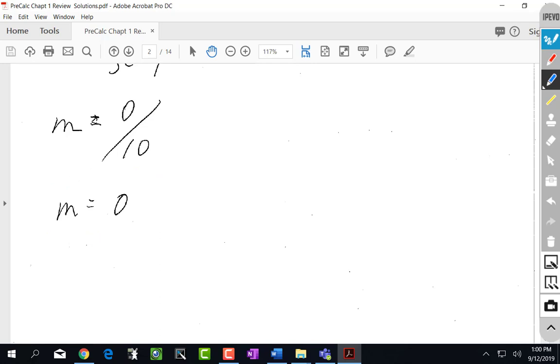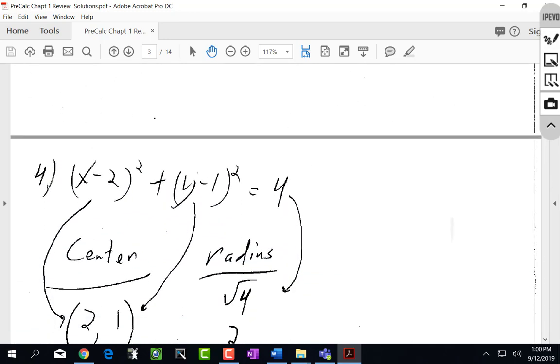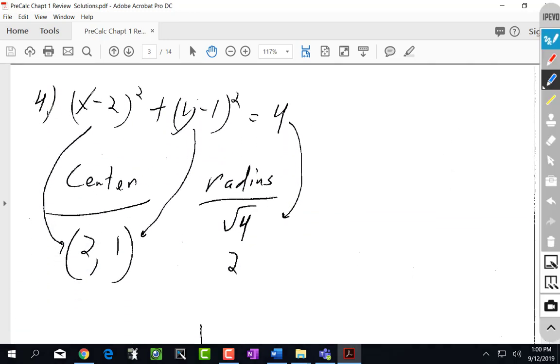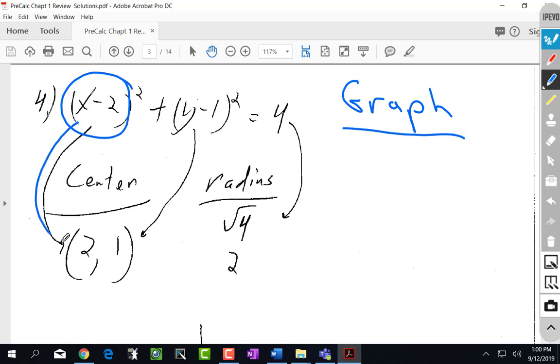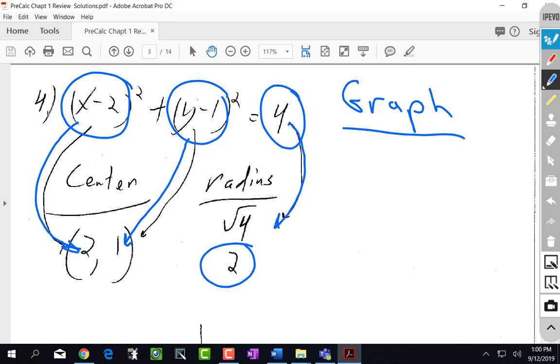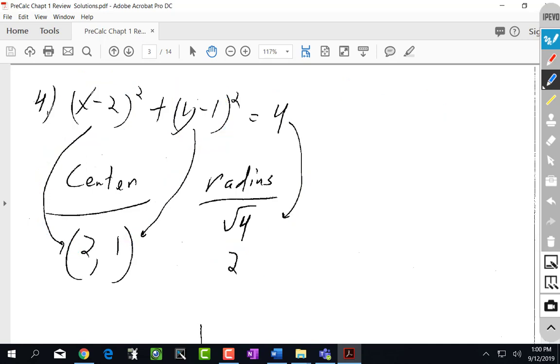On number 4, the directions say graph the following equation. So to be able to graph this, I notice first off I need to locate my center. So I find the answer to x minus 2, which is 2. I find the answer to y minus 1, which is 1. And then my radius is just going to be the square root of this number, which is square root of 4, which is 2.